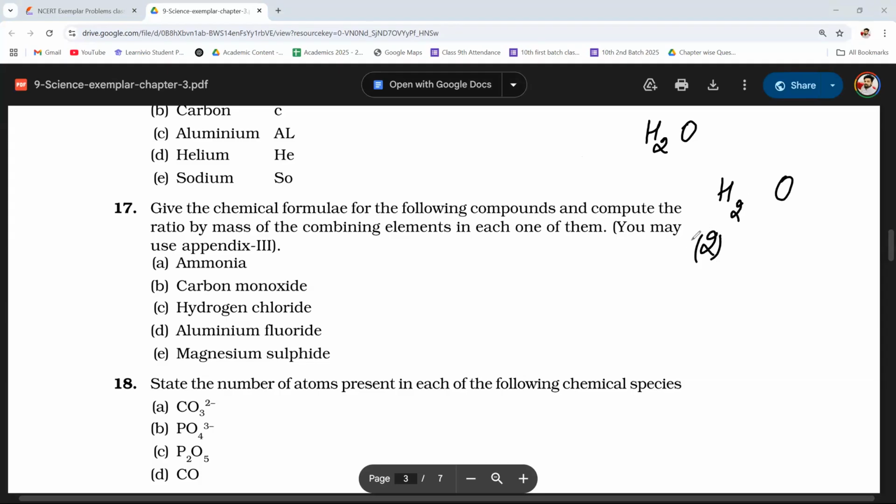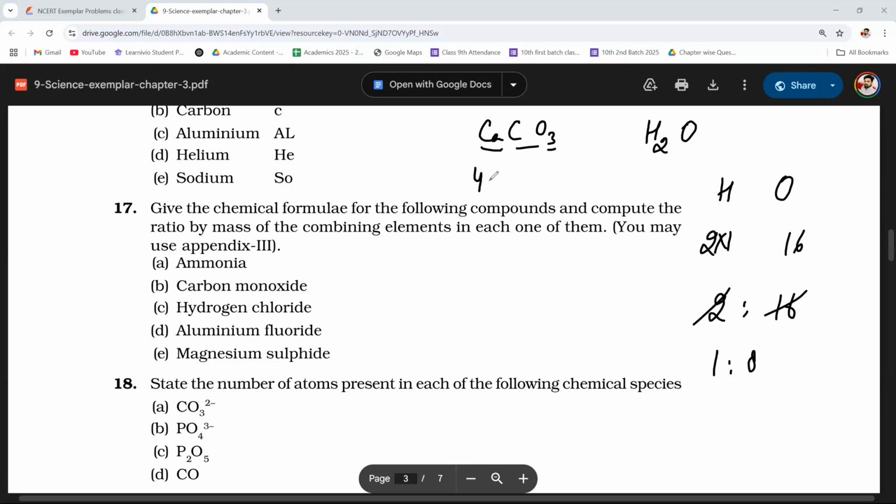You can write it this way also: the total mass of hydrogen is 2 into 1, and the oxygen is only 16. So it is 2 is to 16, you cut it, you will get 1 is to 8. So the simplest ratio is 1 is to 8. Like for example, in calcium carbonate, what is the mass ratio of calcium, carbon and oxygen?